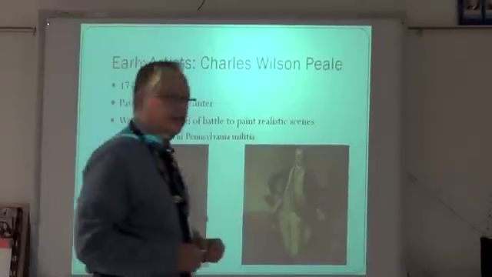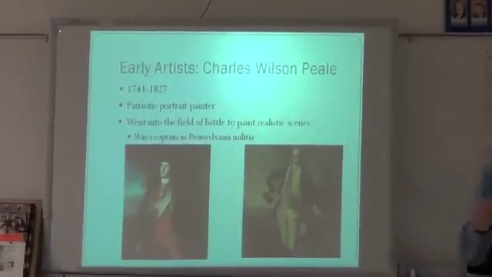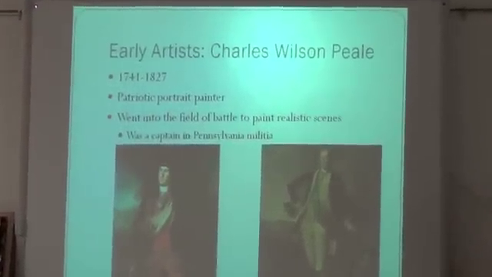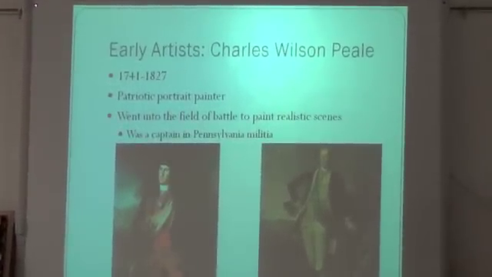Now we'll move into the era of some of these artists who are actually our patriots. This is Charles Wilson Peale. Lived between the years 1741 and 1827. He is a patriotic portrait painter. Right? He painted portraits of famous American patriots. His most famous are those of George Washington, as we see here. That's George Washington in that reddish orange. That's him as a Virginia militia colonel at the outbreak of the French Indian War.